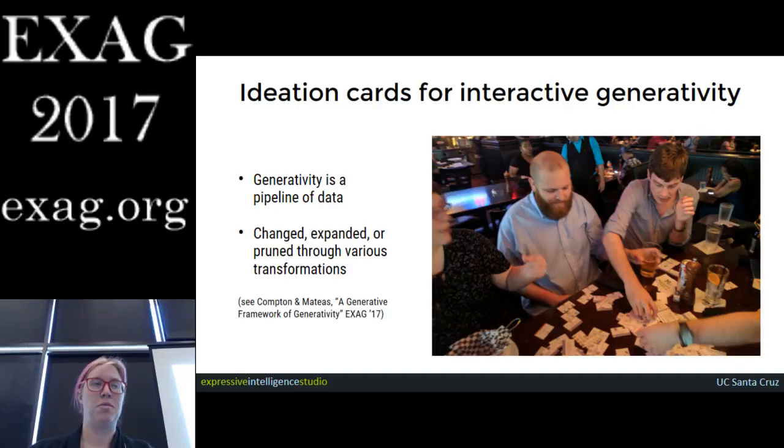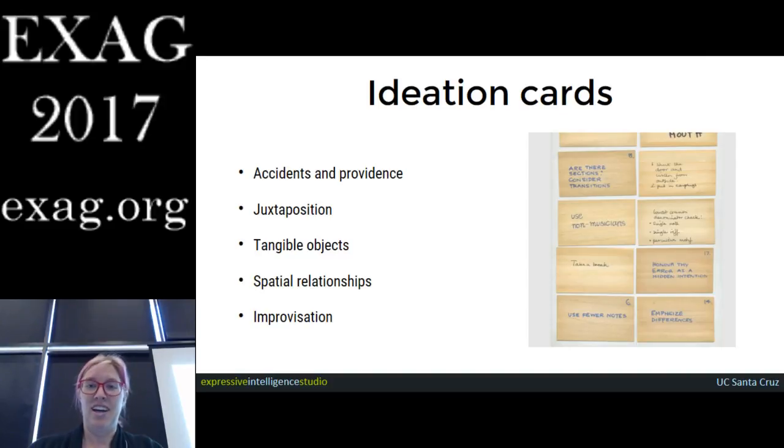As I mentioned before, this is based on the idea that generativity is a pipeline of data transformations, and you can read our previous paper for more. But these are ideation cards. So who here is familiar with the concept of an ideation card? Okay, a fairly small number of people. So the idea behind an ideation card, here are some on the right.